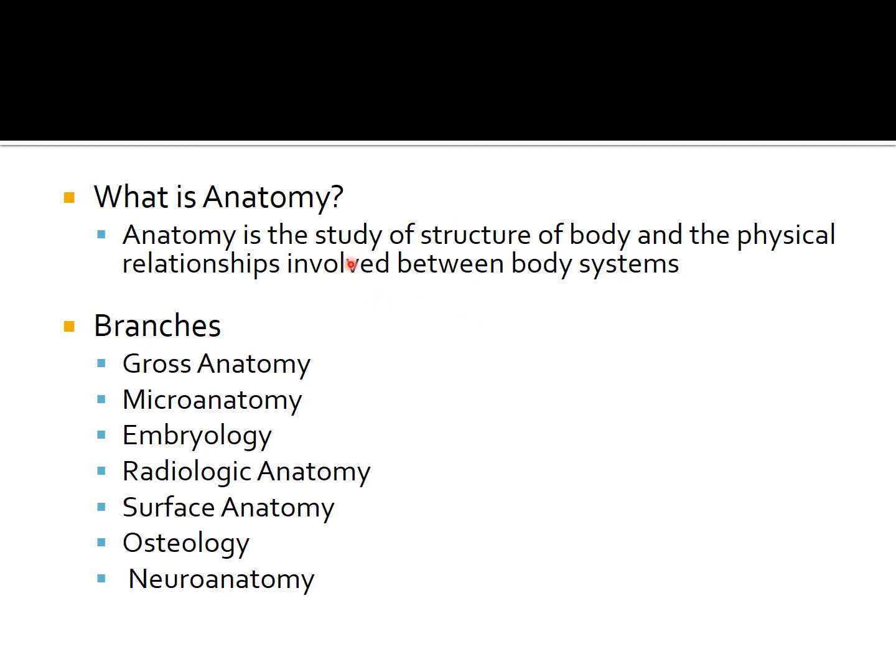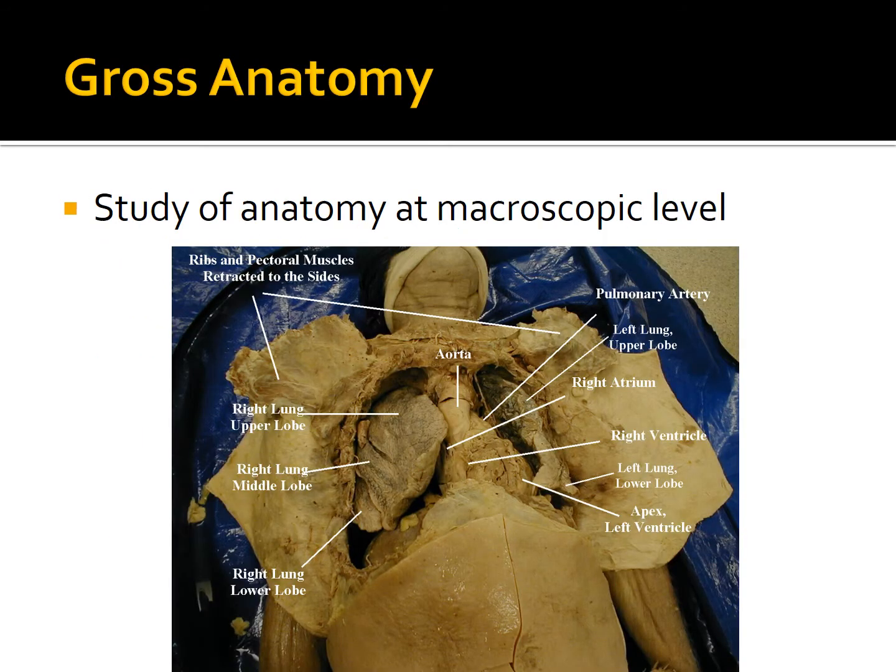So that's anatomy. There are many different branches of anatomy, like the gross, micro, embryology, radiology, surface, osteology, and neuroanatomy. So what are these different branches of anatomy and what do they deal with in each one of them? First, let's see gross anatomy.